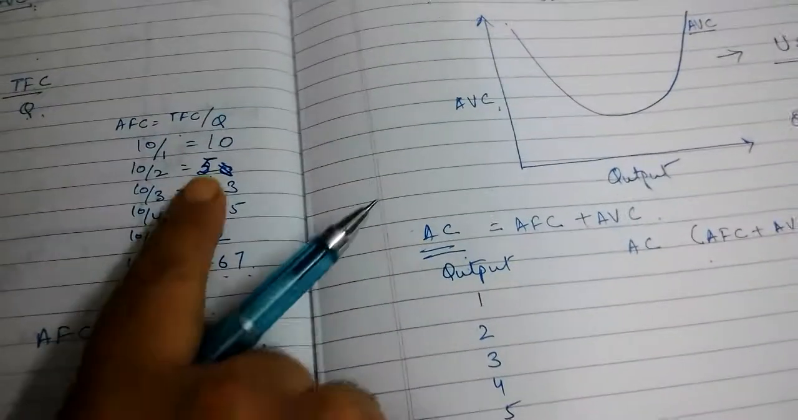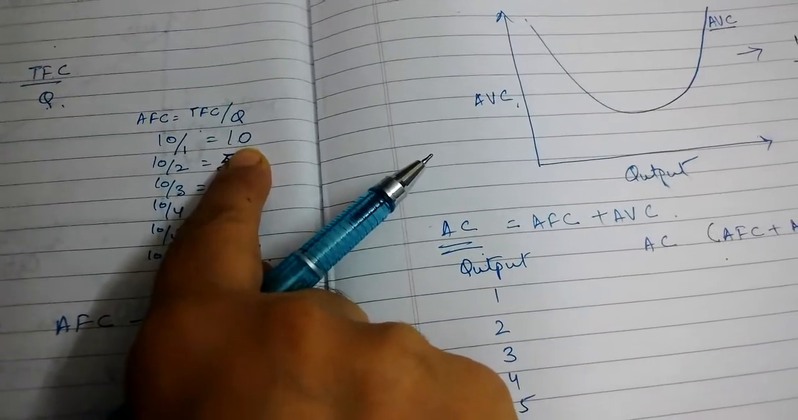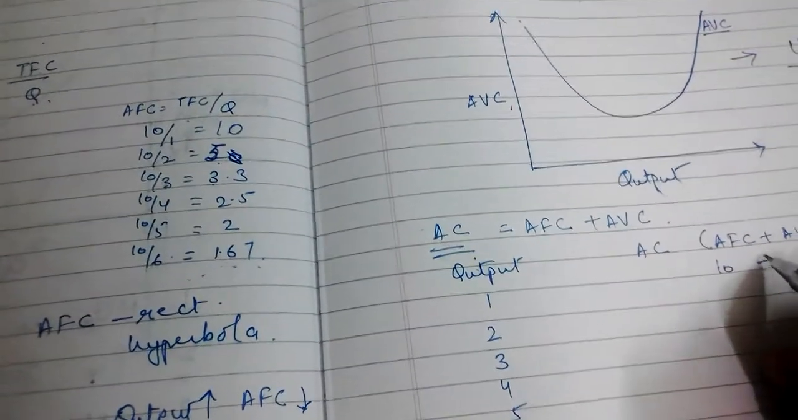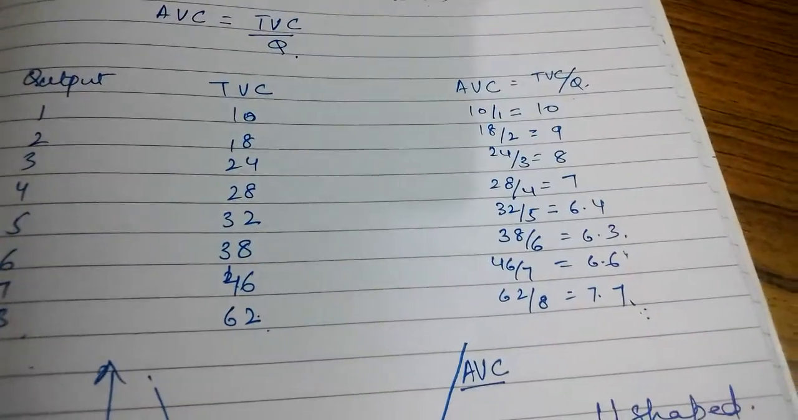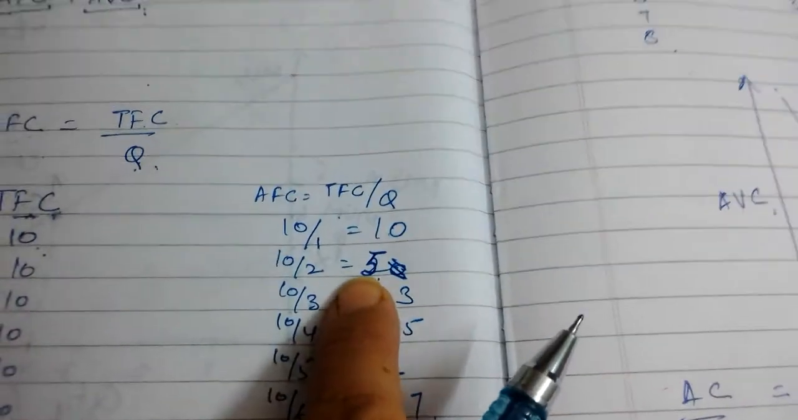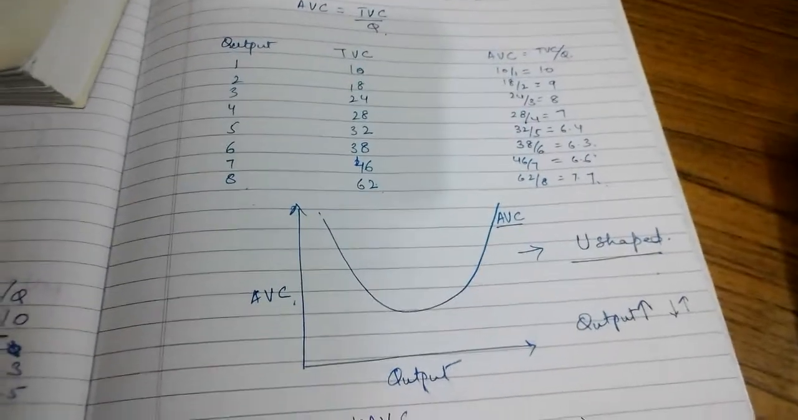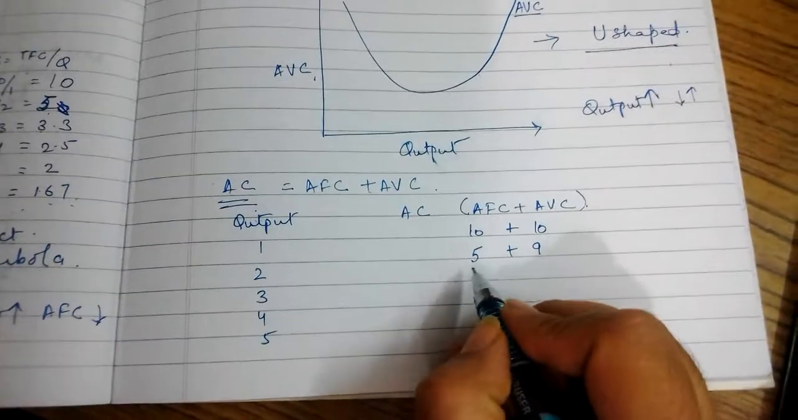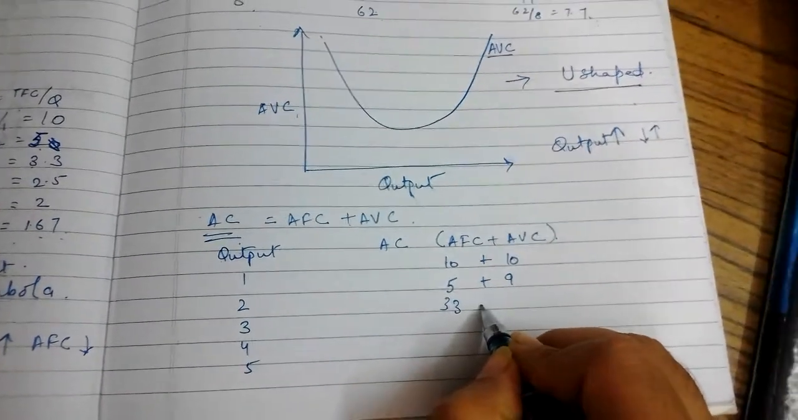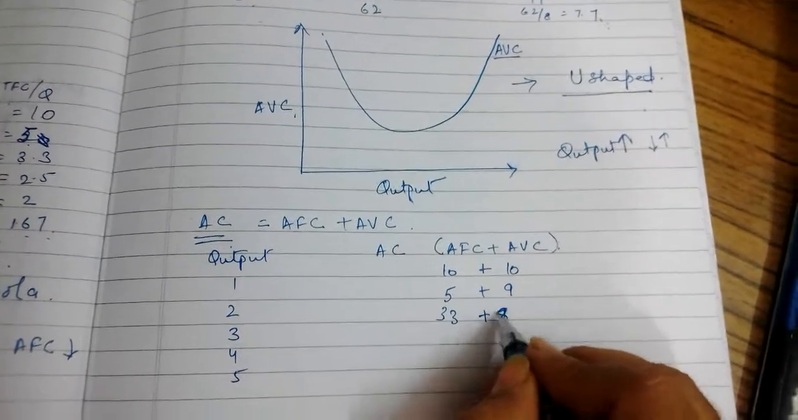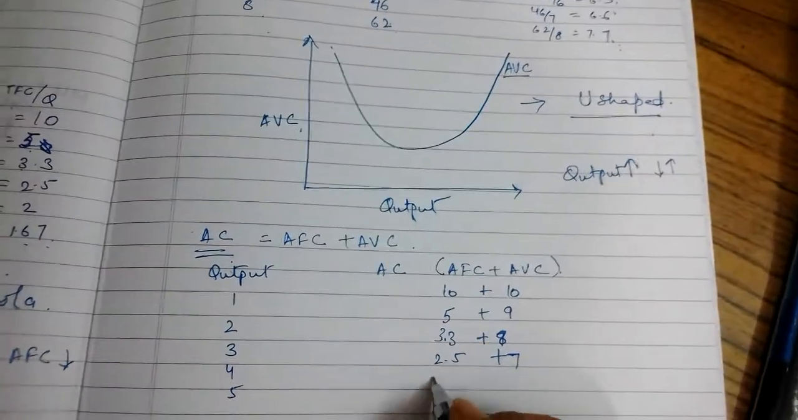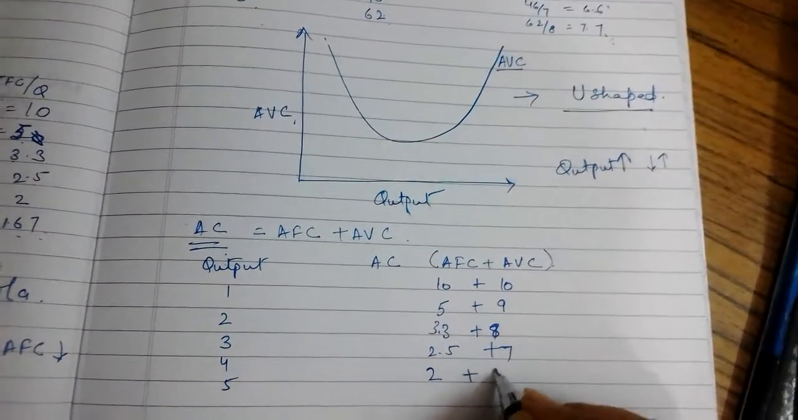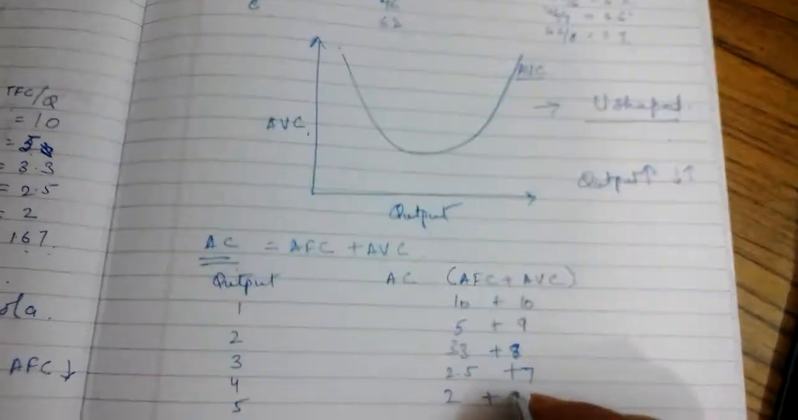Okay, so over here you can very well see we calculated it: 10 plus, from here we will take average variable cost 10. Then for the second unit, 5 and 9, then 3.3 and 8, then 2.5 and 7, 2, and the next one is 6.4.